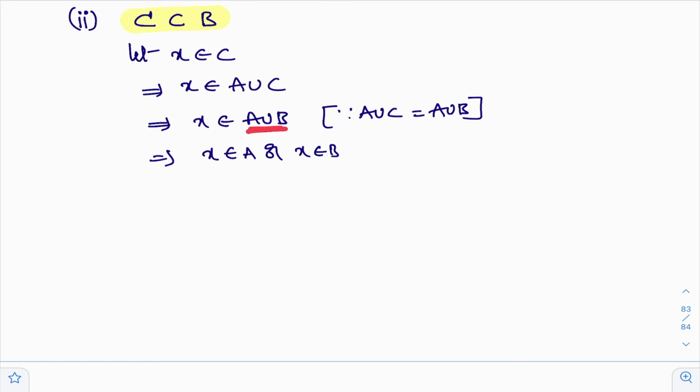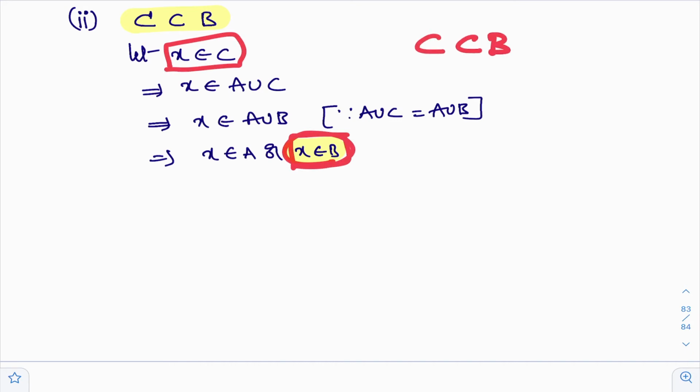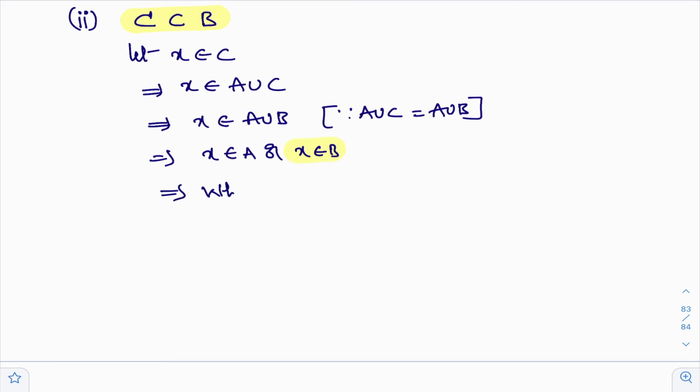A union B means X may be in set A or X may be in set B. Here you observe, if X is in set B, this problem is over, because I started with X belongs to C and X belongs to B, then I can easily say that C is a subset of B. Only the problem arises when X belongs to A.